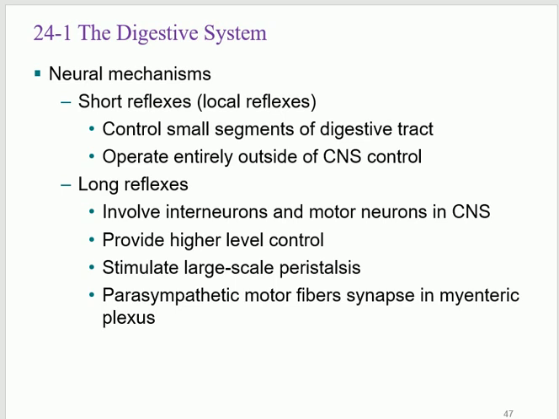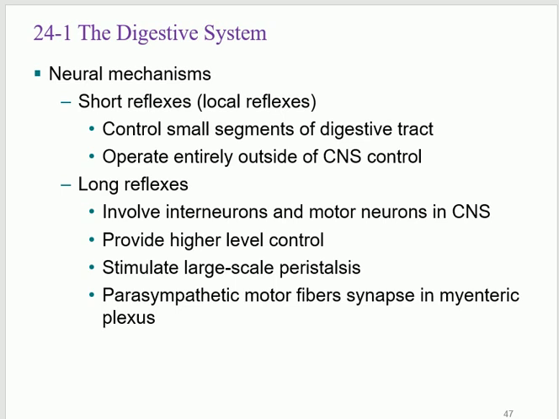So, what's the most important thing to know here about the short versus the long? Number one, the short controls two parts that are very close to each other. Number two, it does not involve the central nervous system. How does it work? Who is managing it? A group of neurons beside the tract, not the central nervous system, not the brain, not the spinal cord. It's something local. So it is local.